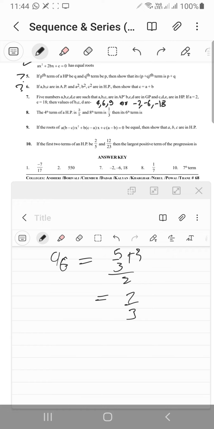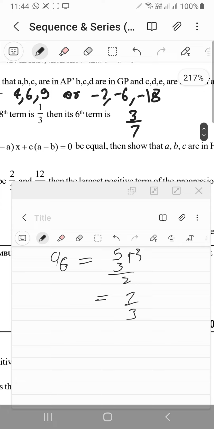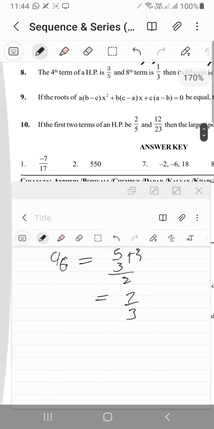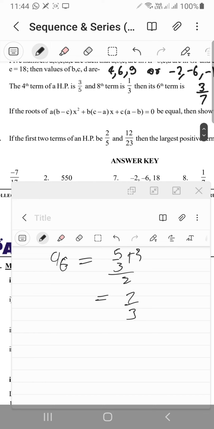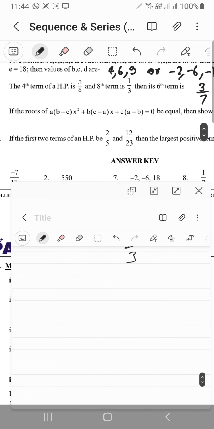Okay, just write it better. 3 upon 7. The roots of this equation are equal, and show that A, B, C are in HP. The equation is A(B minus C)x squared plus B(C minus A)x. That means the discriminant is 0, basically. That's what we are saying.